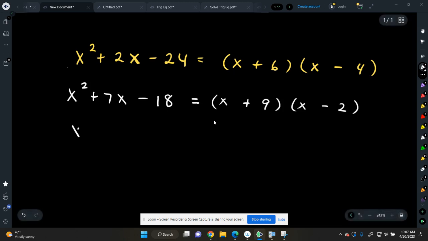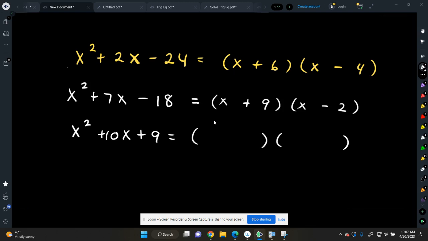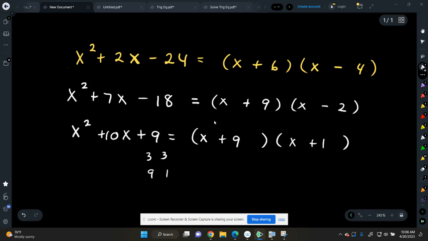How about this one? X squared plus 10x plus 9. Has to be 9 and 1. There's only two ways to factor that 9. It's either 3 and 3 or 9 and 1. So then we have to figure out which two add up to 10. It has to be the 9 and 1. Okay.